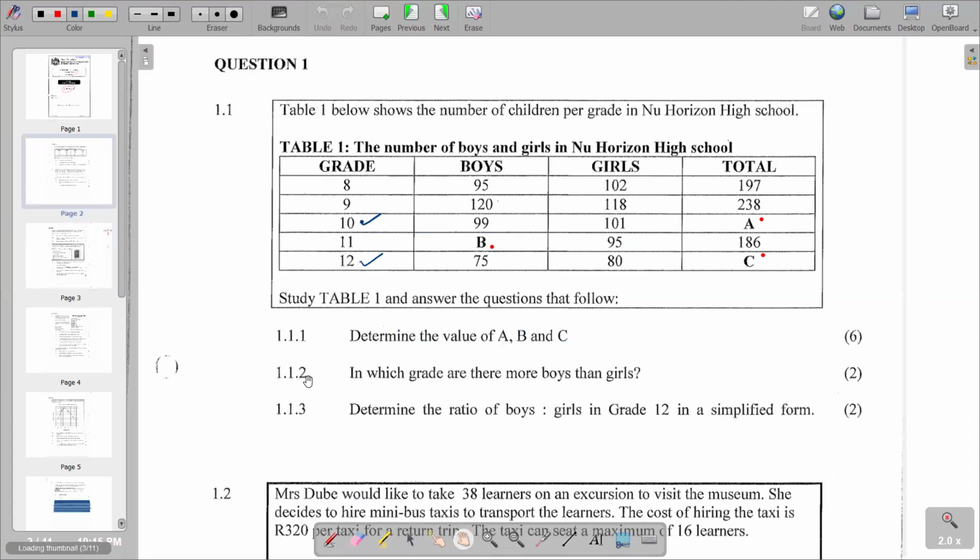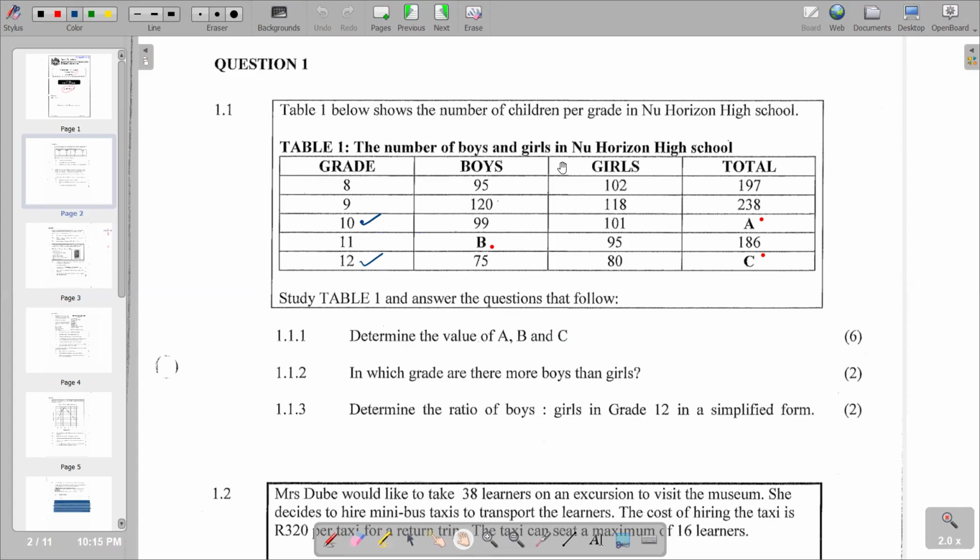So we go to the next part of our question, question 1.1.2, which says, in which grade are there more boys than girls? So obviously, we're going to compare boys and girls to see which grade has more boys than girls. We start with grade 8, where we've got 95 boys and 102 girls. So obviously, girls are more than boys, which means this one is not correct.